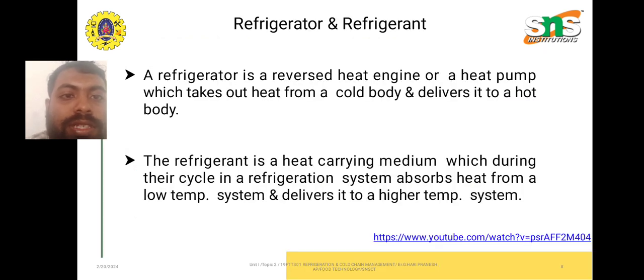Refrigerator and refrigerant. A refrigerator is a reversed heat engine or a heat pump which takes out heat from a cold body and delivers it to a hot body. Which is also given in the second law of thermodynamics, also known as the Clausius statement. Thus, the refrigerant is a heat carrying medium which, during its cycle in a refrigeration system, absorbs heat from a low temperature system and delivers it to a high temperature system.